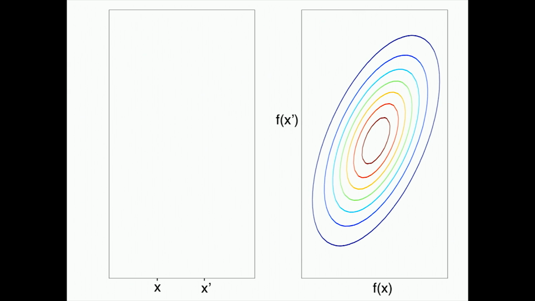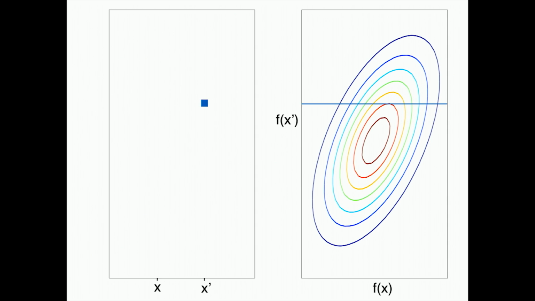And typically, for most choices of the covariance kernel, sigma 0, when x and x prime are close to each other in the input space, this density is going to be more squished. So we're going to say as x and x prime get closer together, we think it's more likely that f of x and f of x prime are close.